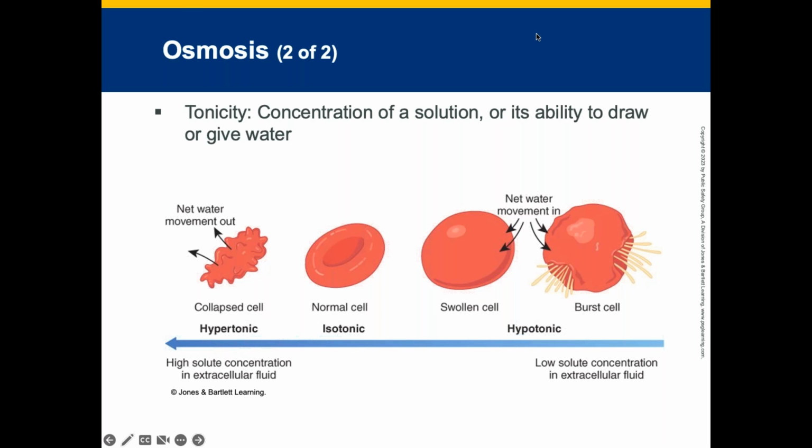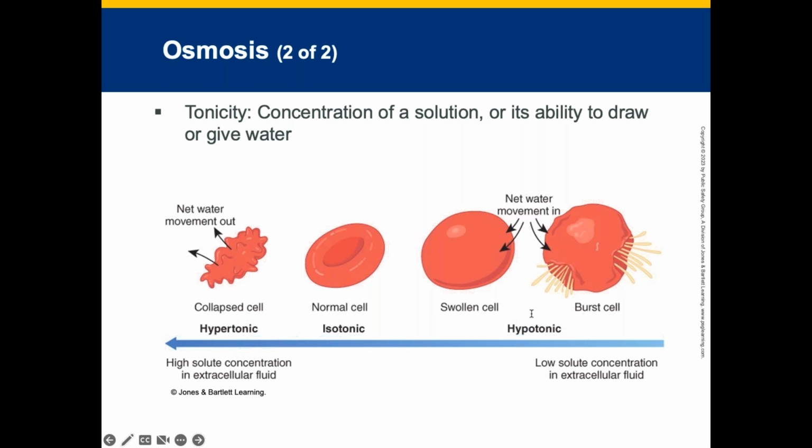What medication do we have as an advanced EMT that is isotonic? Sodium chloride. Sodium chloride, normal saline. Exactly.